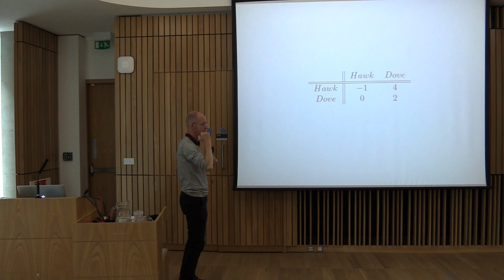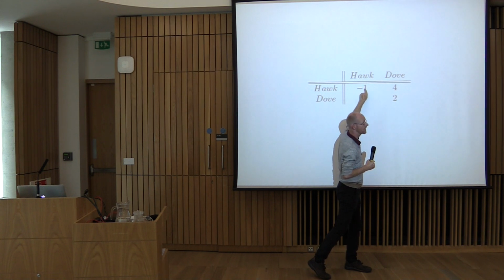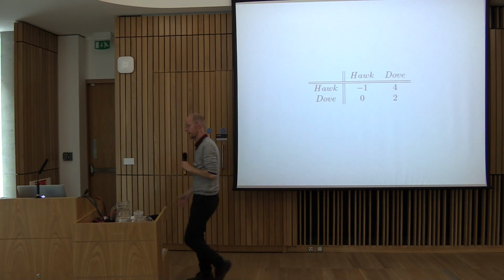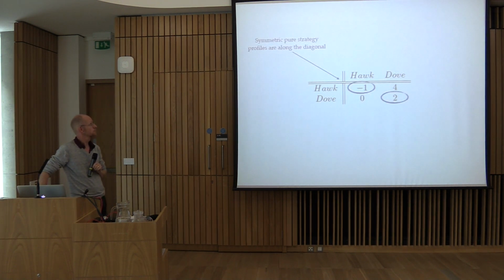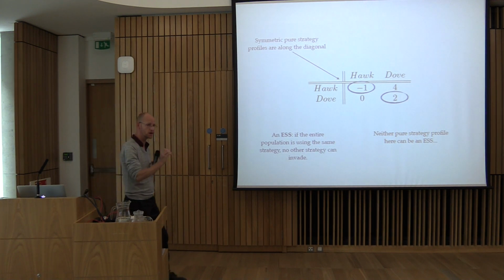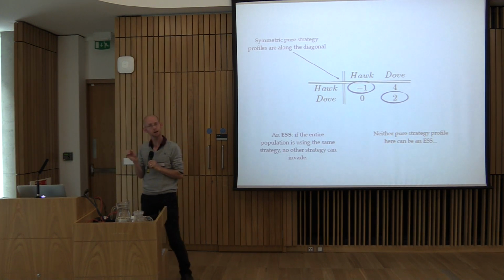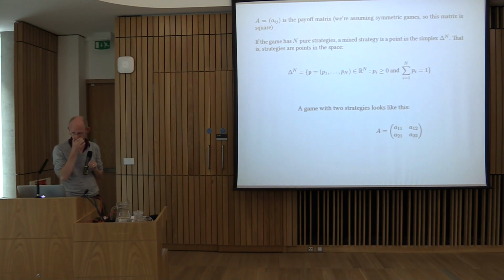Now we want to look at symmetric equilibria, so we want to look at things on this diagonal. But on the diagonal, we don't have an equilibrium, at least not in pure strategies. So neither pure strategy profile here can be an evolutionary stable strategy. We saw that already before: if you don't have an equilibrium in pure strategies, maybe you can have an equilibrium in mixed strategies. So what we have to look at in general is mixed strategies, and we're going to do that.